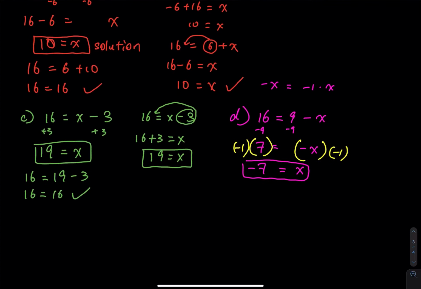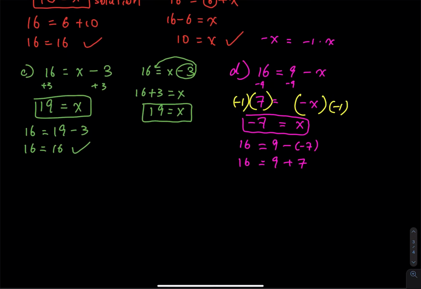So let's check my work. 16 minus 9 equals to 9 minus negative 7, right? So 16 equals to 9 plus 7. Then my work is checked. How about using my method? 16 equals to 9 minus x.